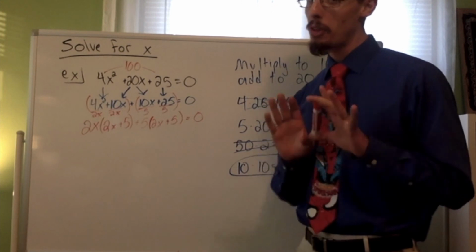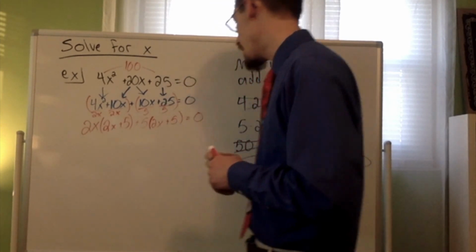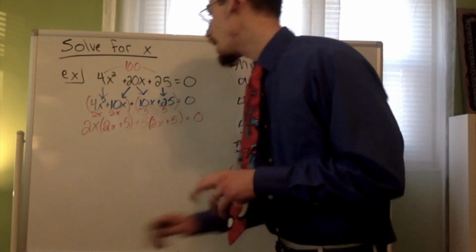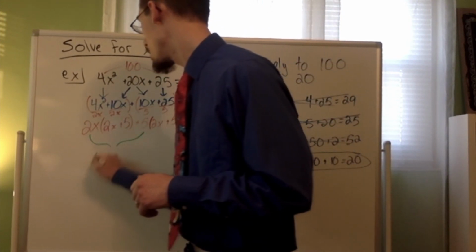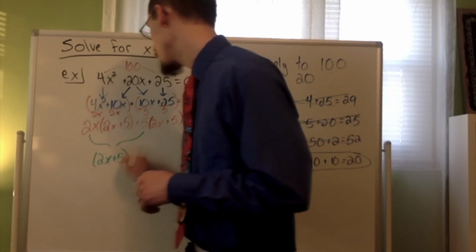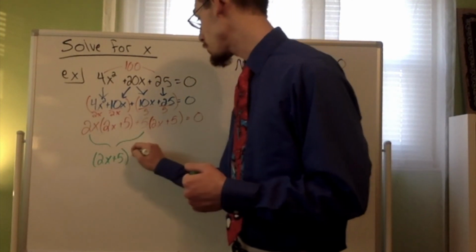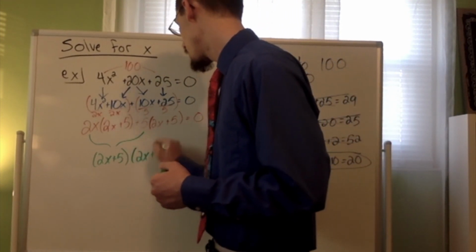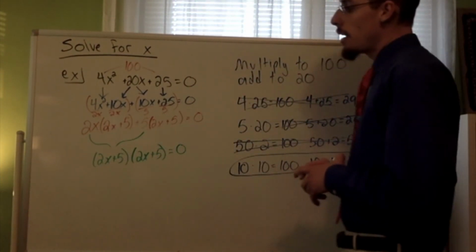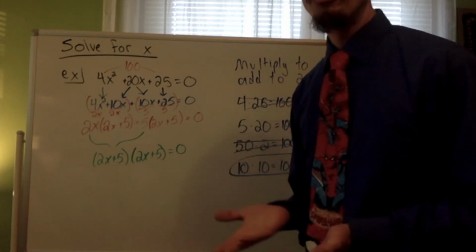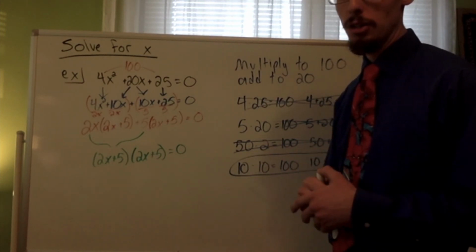My final step with factor by grouping is to take my GCFs, right? I take the 2x and the positive 5, and I'll group them together. So 2x plus 5. And then the other parentheses, I group them as well. 2x plus 5. So all of that was review, right? This is something that you already should know how to do.